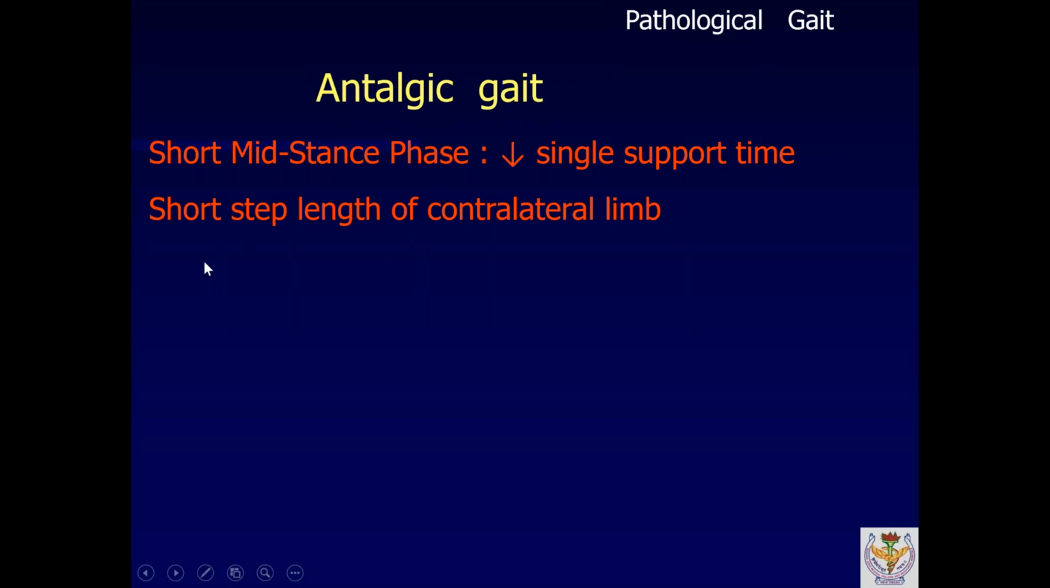And the opposite side limb in the swing phase will take a shorter step, because if he takes a longer step on the opposite side, that means the side which is in mid stance will have to bear the body weight for a much longer period, so it will be more painful. So the opposite side step is much shorter.